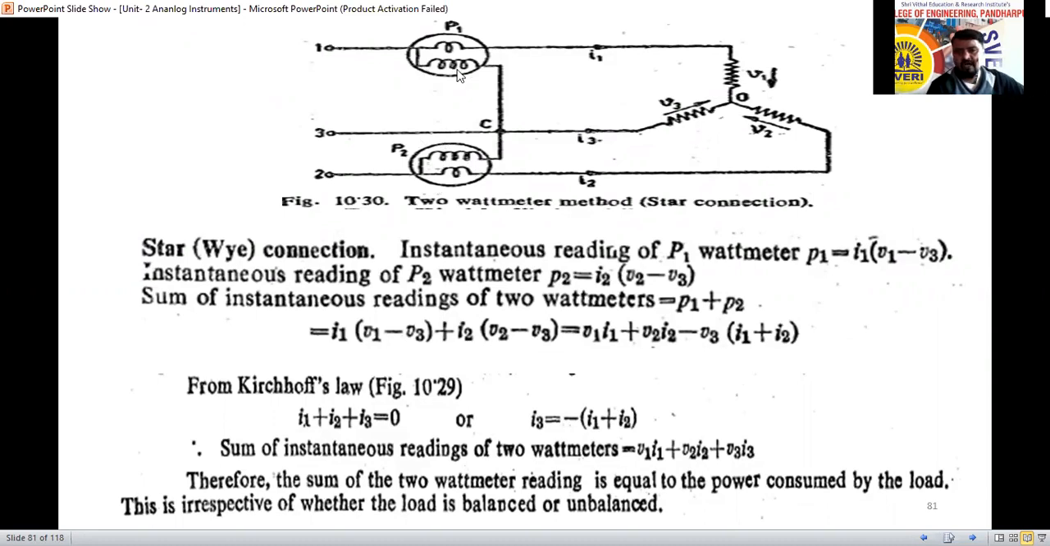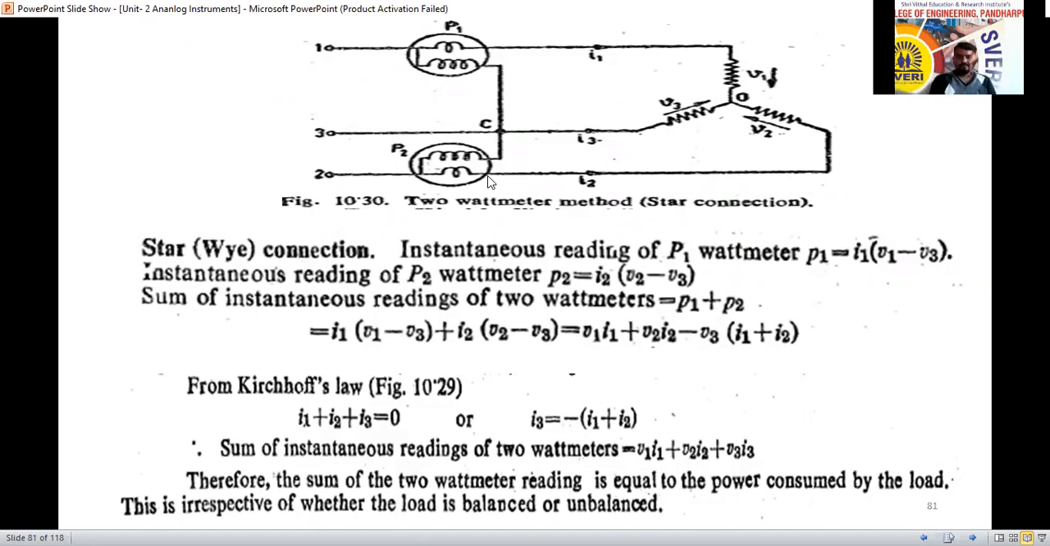The other terminal of the pressure coils, the common point, we are considering as phase 3. It is connected here, and the pressure coil of wattmeter 2 is also connected here. So the third phase is the common point. Suppose we are going to measure the voltage between 1 and 3 and between 2 and 3, and the current flowing from 1 to 3 and from 2 to 3.